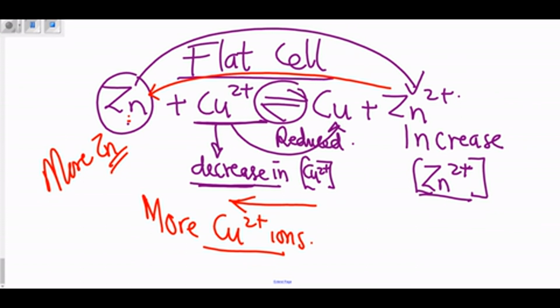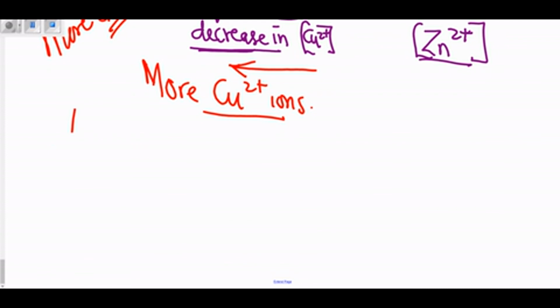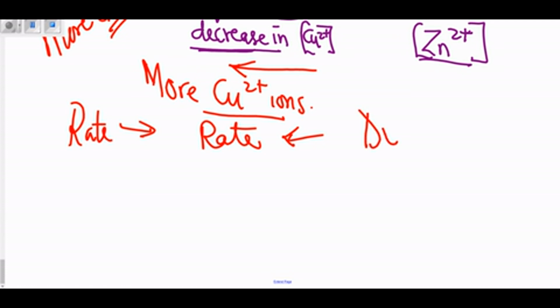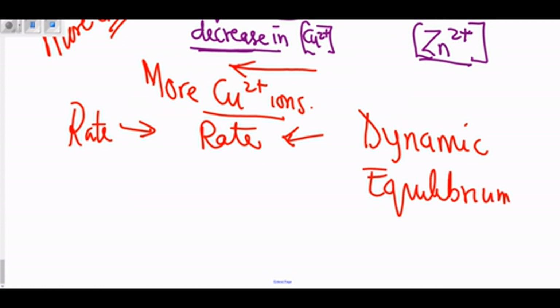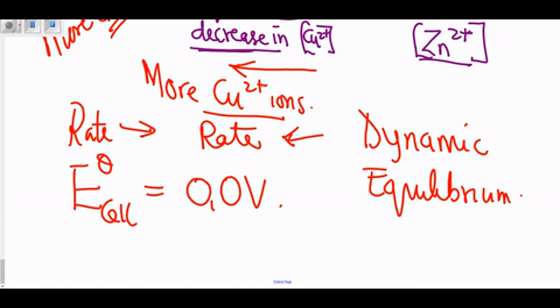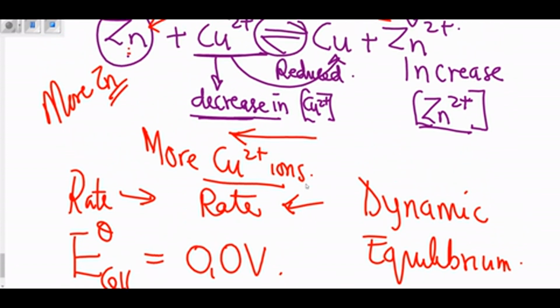Now, what will happen? A new equilibrium will be attained so that the rate of the forward and the rate of the reverse becomes equal, and then we have a state of dynamic equilibrium. Once we get to the state of dynamic equilibrium, at this point, the E naught of this cell becomes 0 volt because there is no more potential difference. There is no more potential difference. I'd like to re-explain this again quickly.